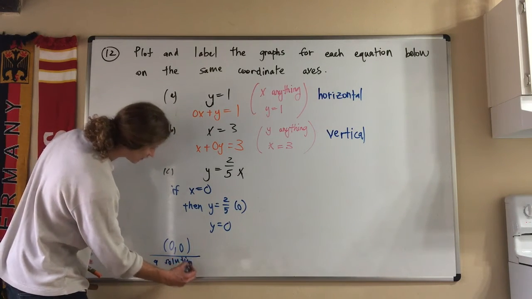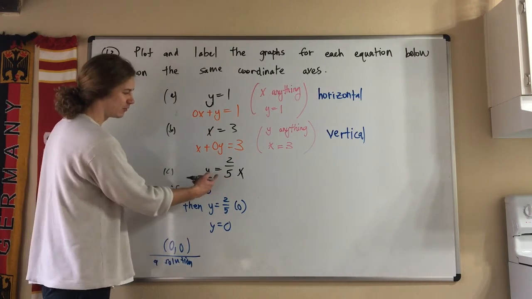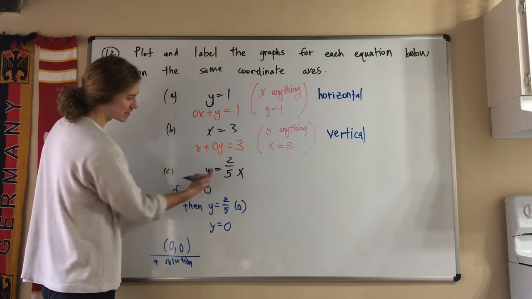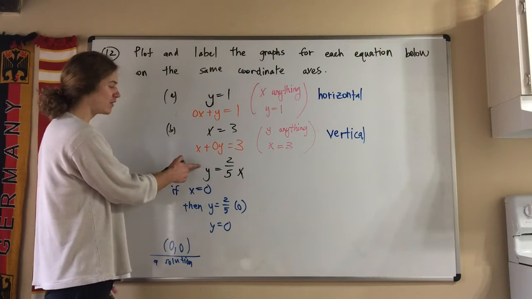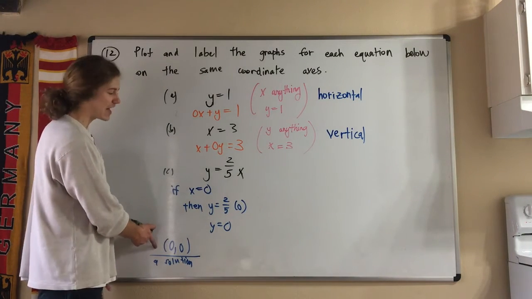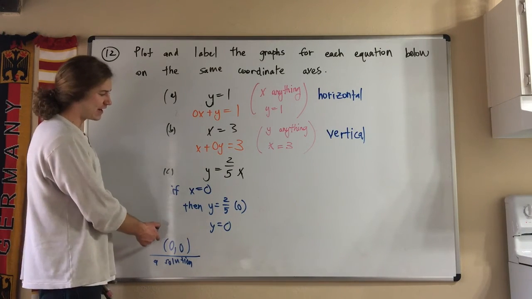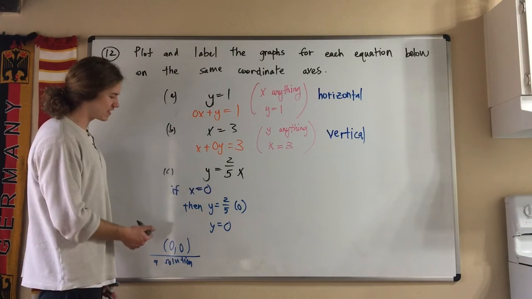Now, recall that anytime we have a linear equation in two variables and there are no numerical terms, only terms with x and terms with y, this is always going to have the solution 0, 0, and it's going to pass through the origin. Remember, because 0, 0 is the coordinate for the origin. This is just a special case, just notice that as we're working this.